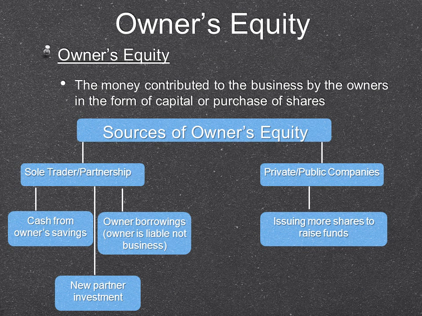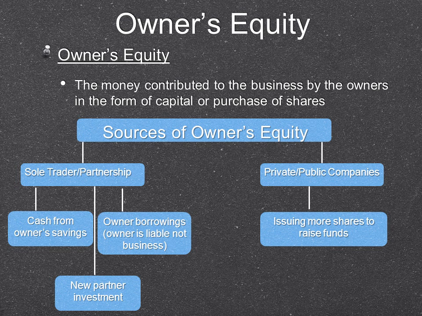The second internal finance is owner's equity. That's the money which is contributed to the business by the owners. Now that might be in the form of capital, money, or the purchase of shares. And there are a few main sources of owner's equity. For a typical company which is a sole trader or a partnership, that's going to be in the form of cash. Now it might be cash from the owner's savings account.